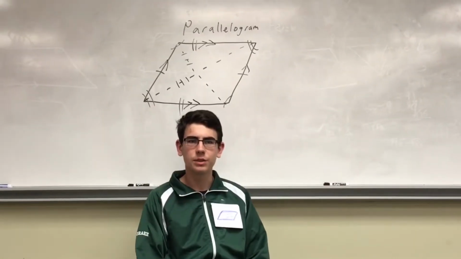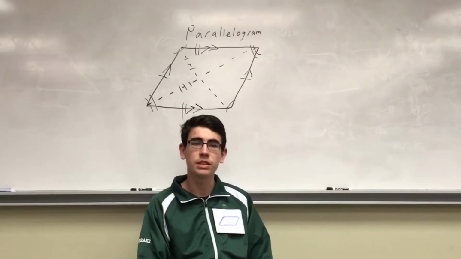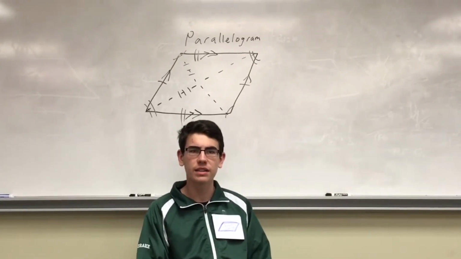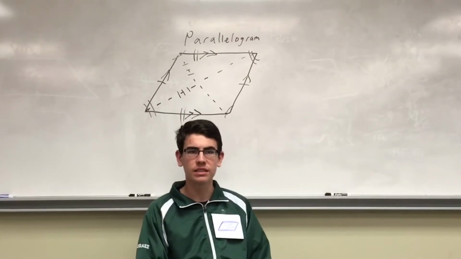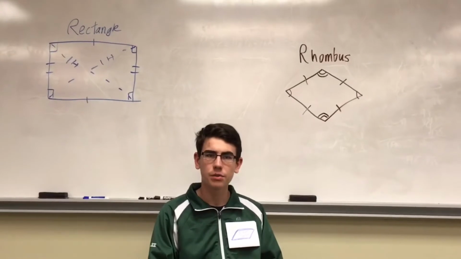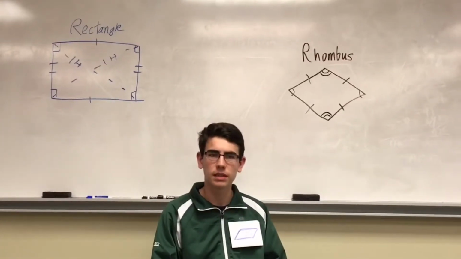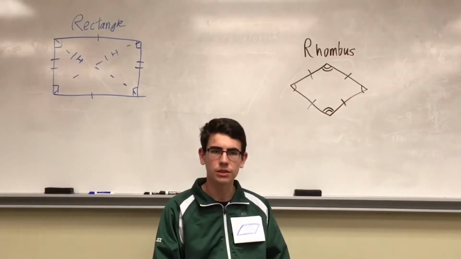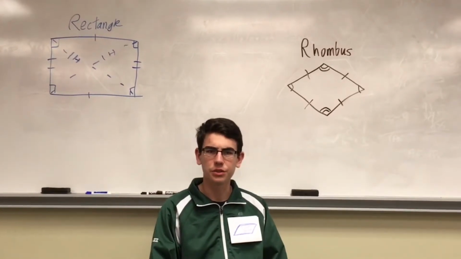In parallelograms, you've got to prove that opposite sides are both congruent and parallel. You can't forget that opposite angles are congruent, and that consecutive angles are supplementary. Let's talk about rectangles and rhombuses. In a rhombus, the diagonals are perpendicular bisectors of each other, and the opposite angles are congruent. Don't forget that all sides are congruent as well.